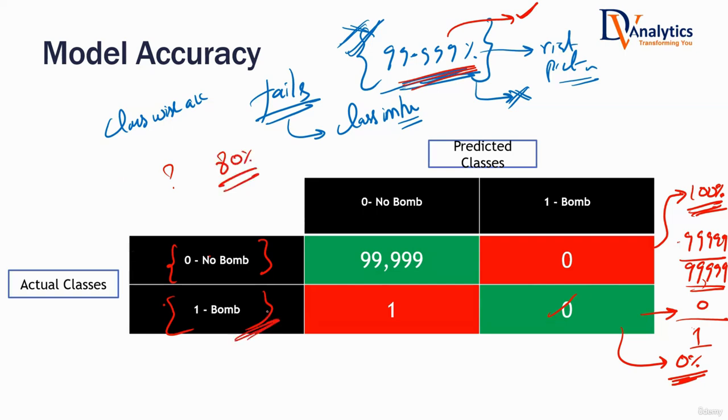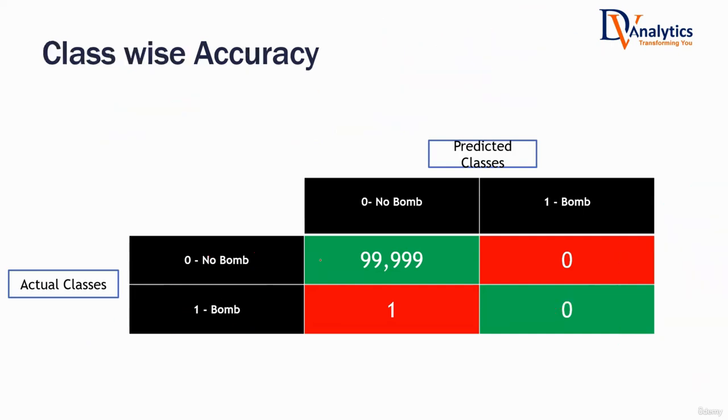Yes or no? Yes. Not in every scenario should you look at the overall accuracy. Overall accuracy is good only when there is balance between the classes. What do you mean by class imbalance? Class 0 is not the same as class 1 for me, or for me the importance is lying with one particular class. In that case, I have to go for class-wise accuracy.